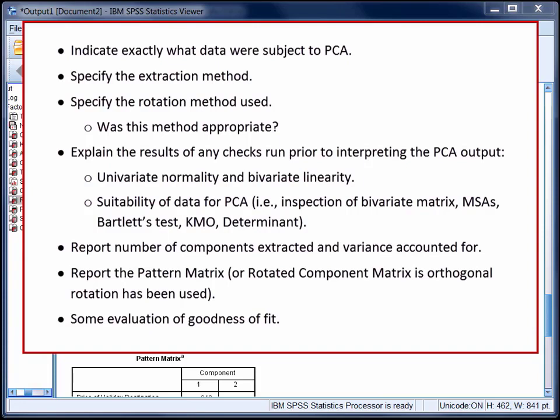And we'd also provide some evaluation of goodness of fit, so making reference to any unusually low communalities, making reference to the percentage of redundant residuals, and so on. So as I've said previously, there's a lot that you need to take into consideration when running principal components analysis. Take your time and use the resources that you have available to you, including those that we have listed on StatHand.